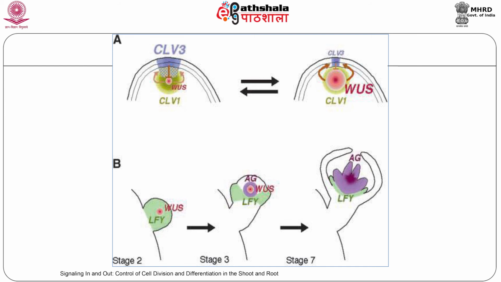Mutations in the CLAVATA loci, that is CLV1, CLV2 and CLV3, result in a phenotype opposite to those of WUS and STM. The CLV1 protein is a receptor-like kinase composed of a leucine-rich repeat containing extracellular domain with a repetitive receptor function and a cytoplasmic kinase domain linked through a transmembrane domain. Figure shows models of stem cell regulation.